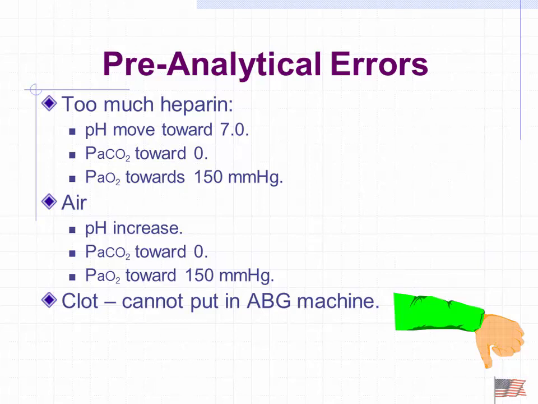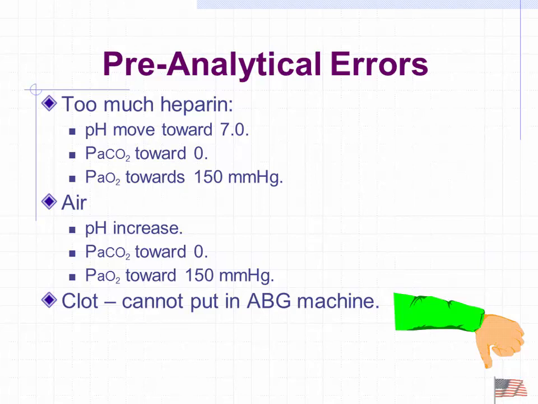Some of the errors that can be introduced, and it's really even before we analyze the blood, which we'll talk about in a couple days, is an excessive amount of heparin. Heparin itself is very acidic, and it has basically the same oxygen and CO2 as the air does. So if I have too much heparin, I'm going to end up introducing not only acidity to my sample, causing the blood to be much more acidic than it otherwise would be, but I'll also have a CO2 that goes towards 0 and a PO2 that goes towards 150.